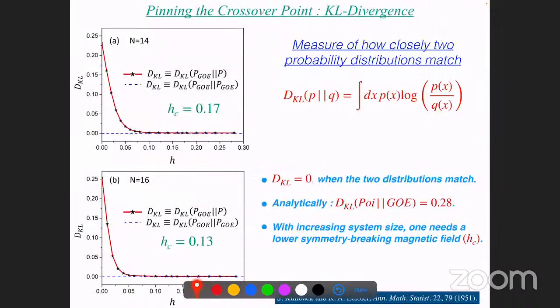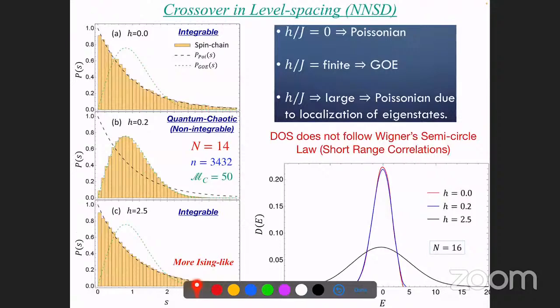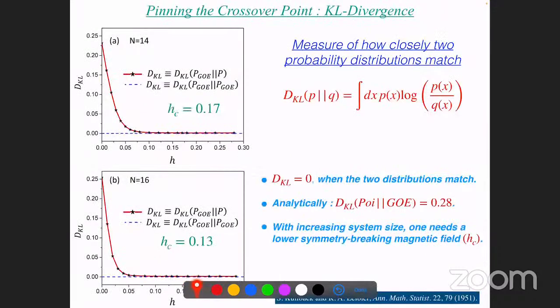Okay, so it's very important for our work to pin the exact point where the crossover takes place, where exactly this goes into GOE. To do that, we use the statistical measure called the Kullback-Leibler divergence measure, DKL, which is given by this expression. Where P and Q are the two probability distributions, we want to see how well they tally. So this is a measure of how closely they match. When DKL is 0, when these two are exactly the same, this will give log 1, which will give DKL equal to 0.